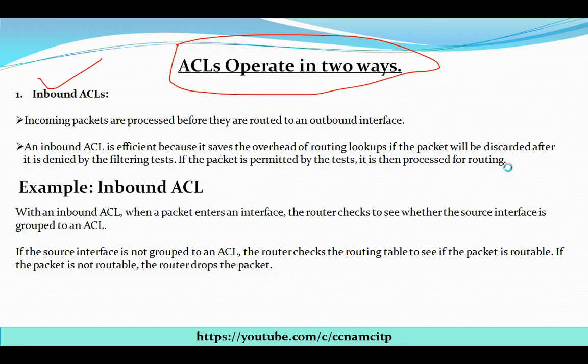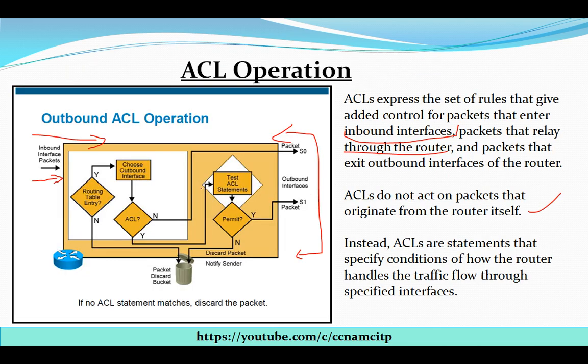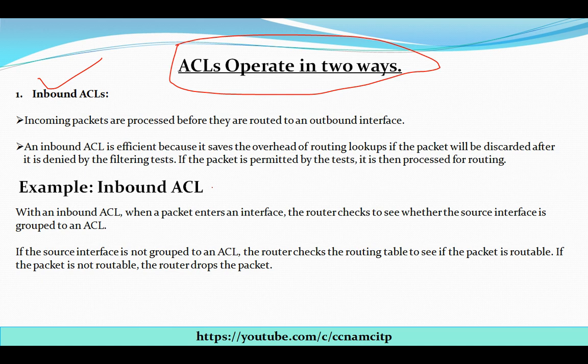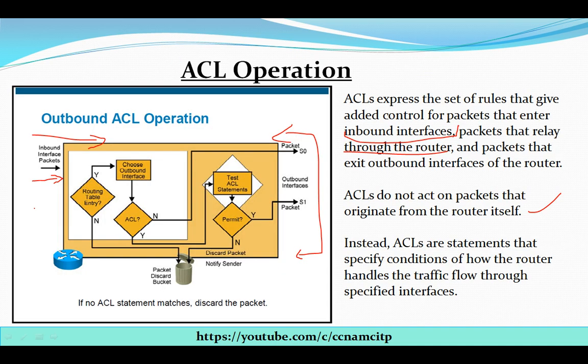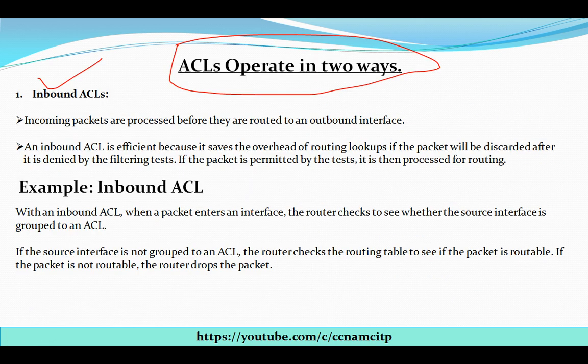If the packet is passed or access is given, the configuration is such that the packet can go, then the packet will move to the next router or next route. For example, with an inbound ACL, when a packet enters an interface, the router checks to see whether the source interface is grouped to an ACL. So it will check whether it is grouped or not for that incoming interface.